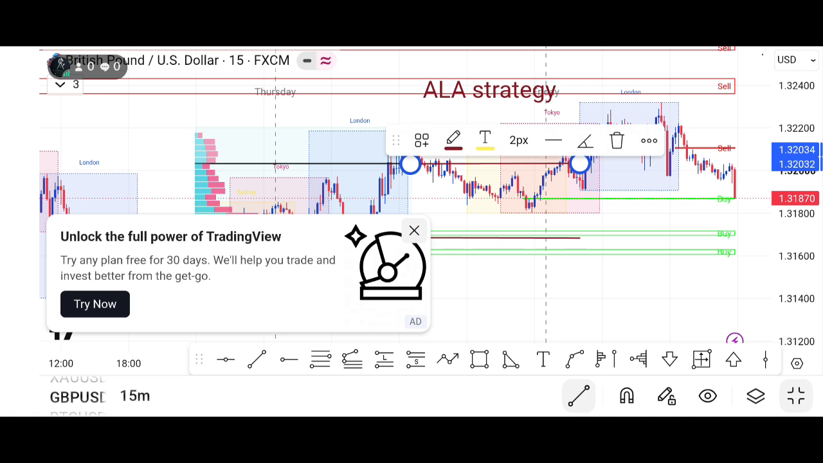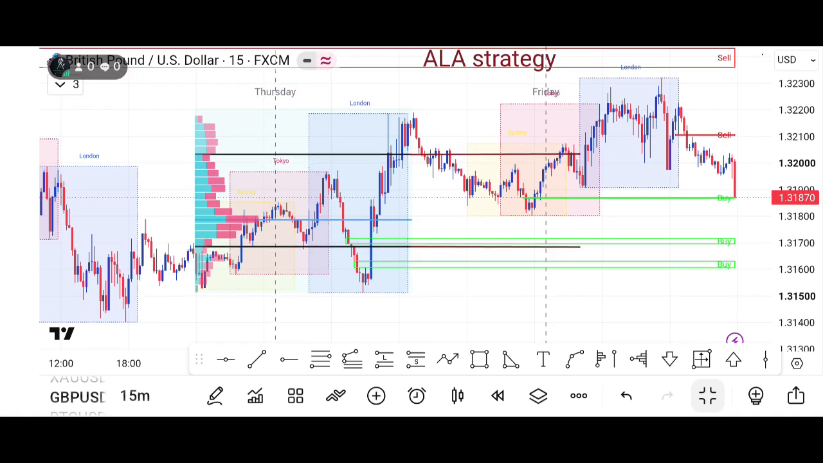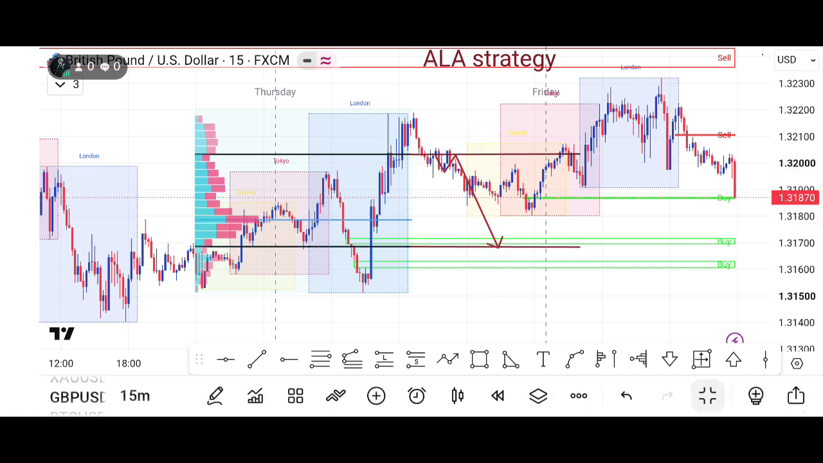So the other thing that people don't know about the ALA strategy, meaning the Asian London analysis, is that when you get your support and resistance, what you're waiting for is the market to do this, just to come back here, hit this level, then go back to your support. This is what I was expecting. The market did the same thing, but when it reached this zone, it then reversed, going up.